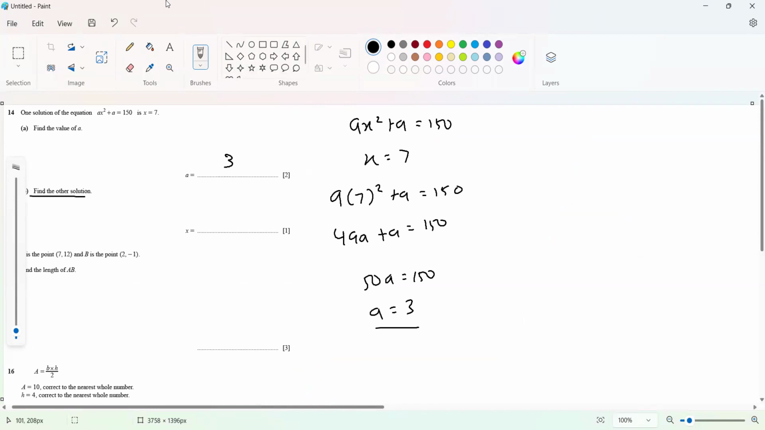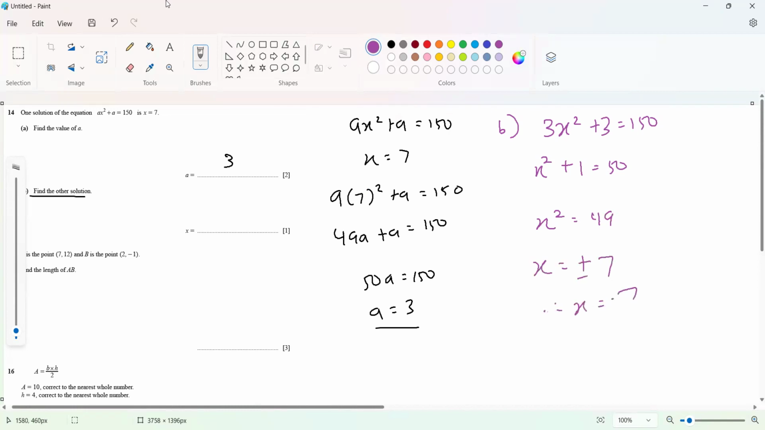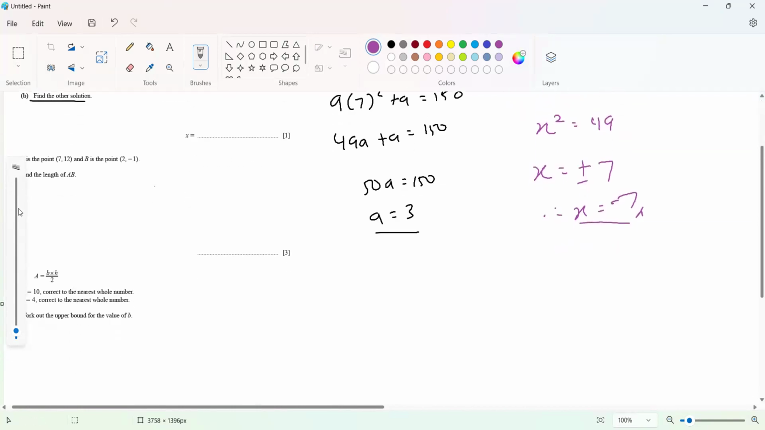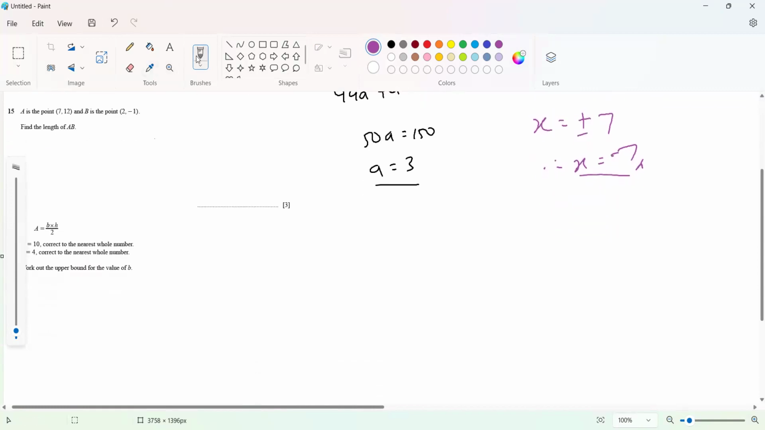So find the other solution. Now we're going to plug a into the equation. So it is 3x squared plus 3 equals 150. Everything divided by 3 is x squared plus 1 equals 50. So x squared equals 49. So x equals plus or minus 7. Therefore, the other solution is x equals negative 7 in this case. So that's done there.